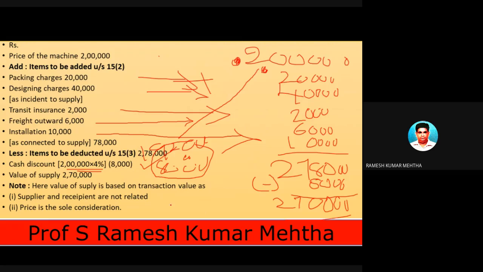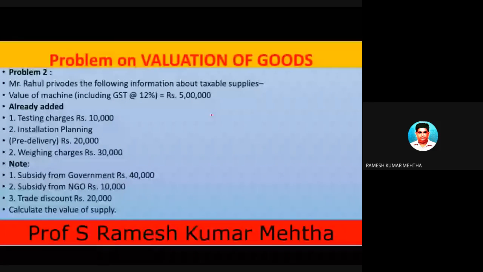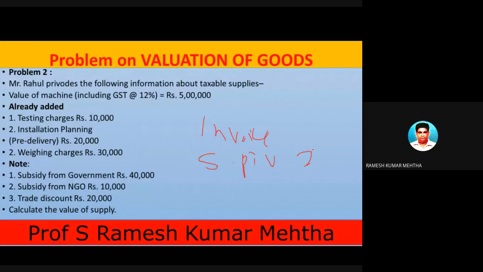This is called the transaction value. So this was the price, and now to this price 5 items are added and one item is deducted to find out the transaction value. The transaction value should be included in the invoice. In this invoice they will state that the selling price or the transaction value is 2,78,000, and the appropriate GST will be levied.